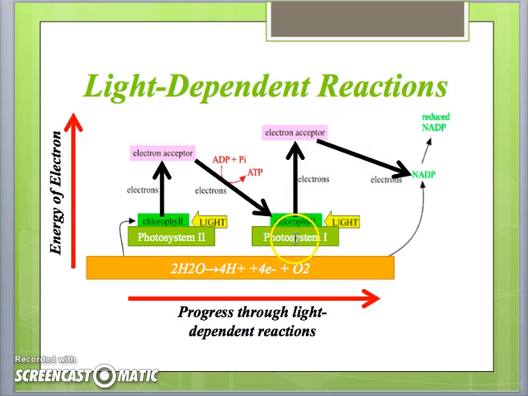The electrons from the photosystem 1 electron acceptor go along the transport chain, and this time they don't make ATP, but they make NADP become reduced, which makes NADPH. So pretty much that's what the light-dependent reaction is.